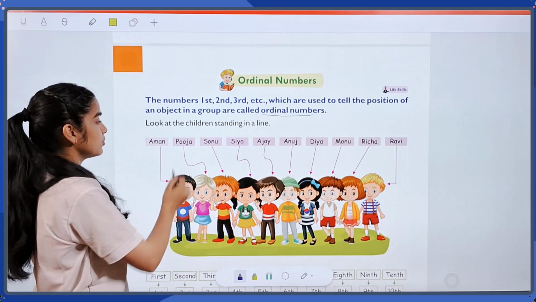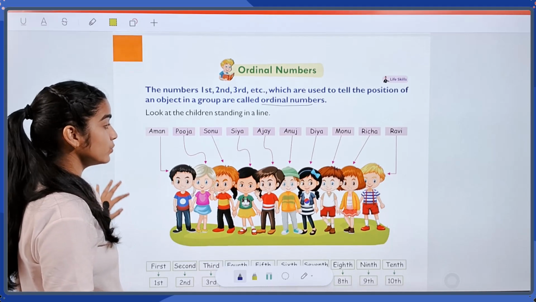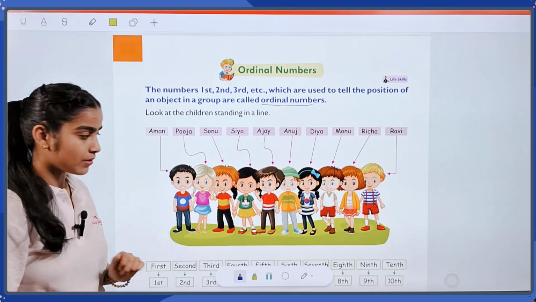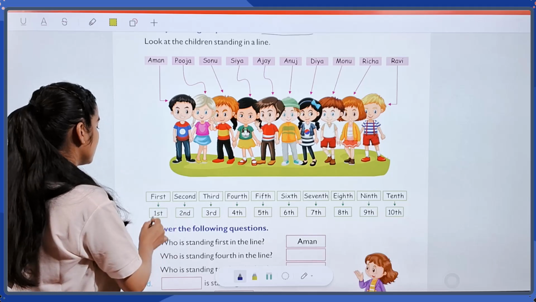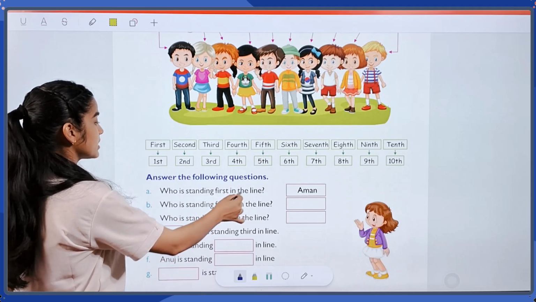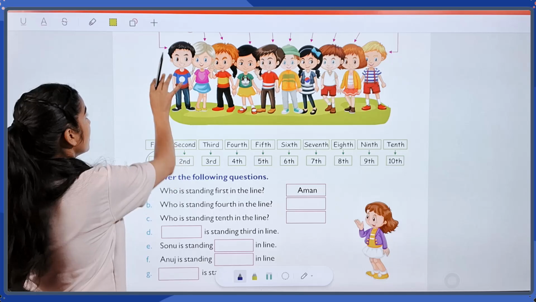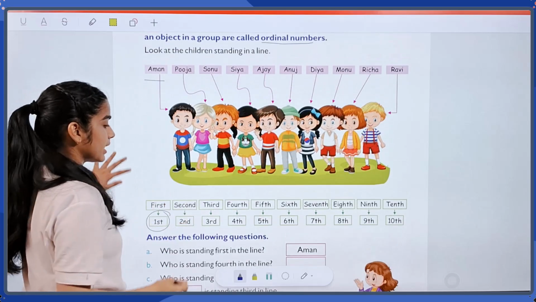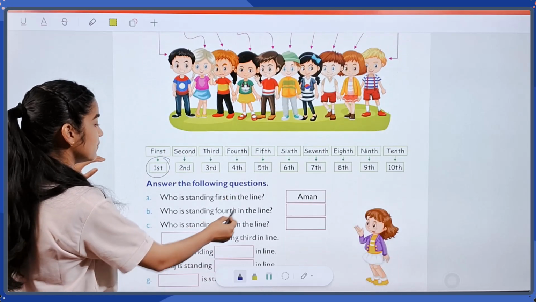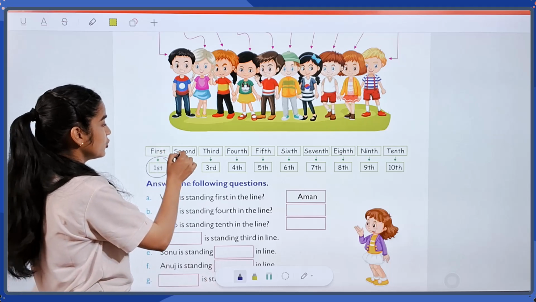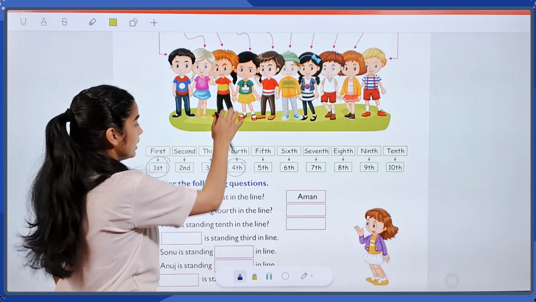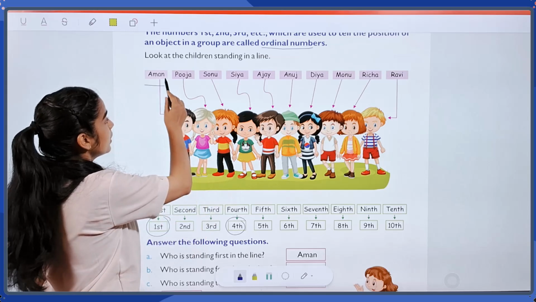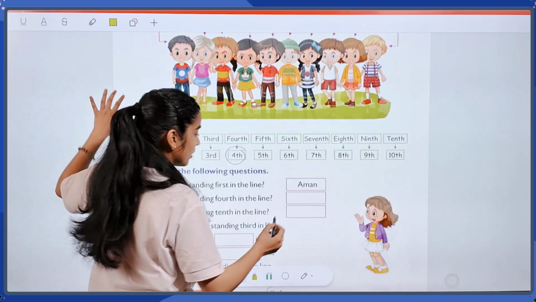So we have Aman, Pooja, Sonu, Sia, Ajay, Anuj, Tia, Monu, Richa and Ravi. So who is standing first in the line? First is Aman. So what do we write here? Aman. Next, who is standing fourth in the line? So 1, 2, 3, 4. Sia.